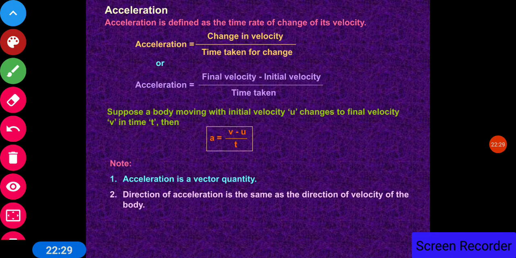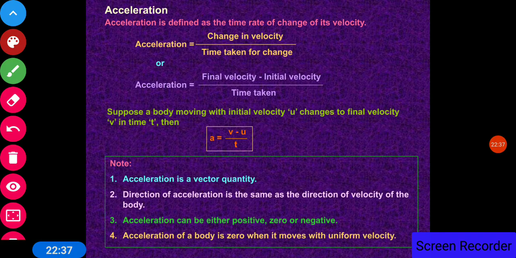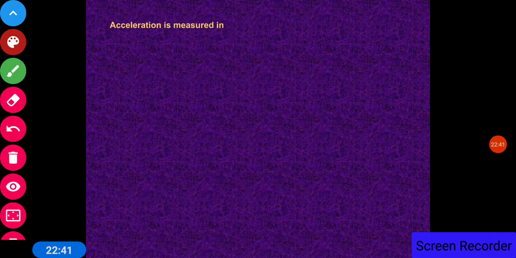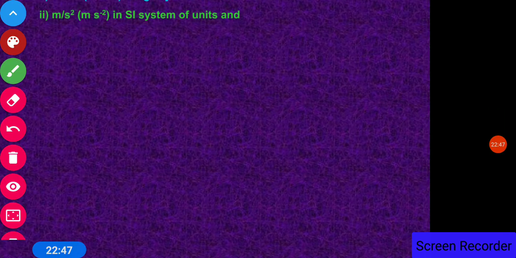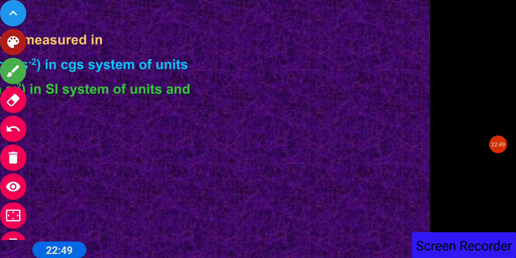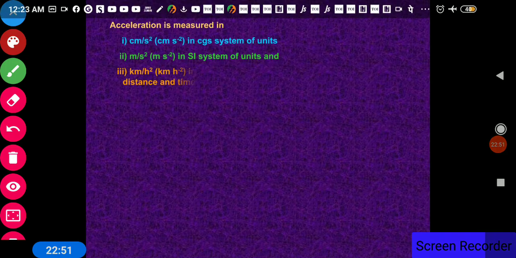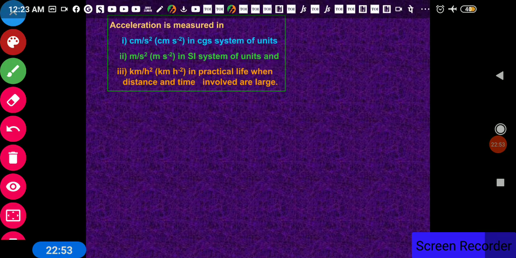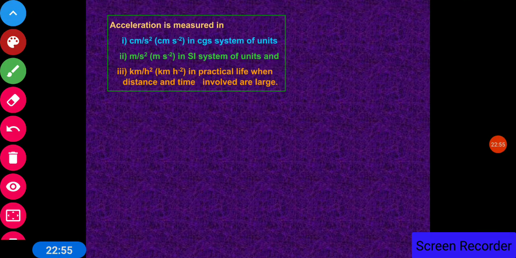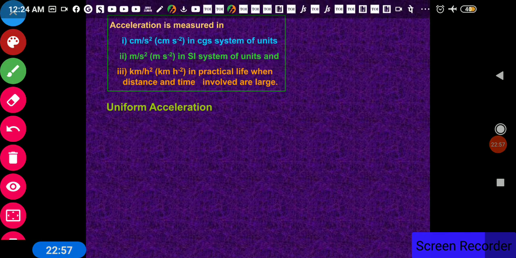Acceleration is a vector quantity. Direction of acceleration is the same as the direction of the velocity of the body. Acceleration can be either positive, zero, or negative. Acceleration of a body is zero when it moves with uniform velocity. Acceleration is measured in centimeter per second square, meter per second square, or in kilometer per hour square in practical life when distance and time involved are large.